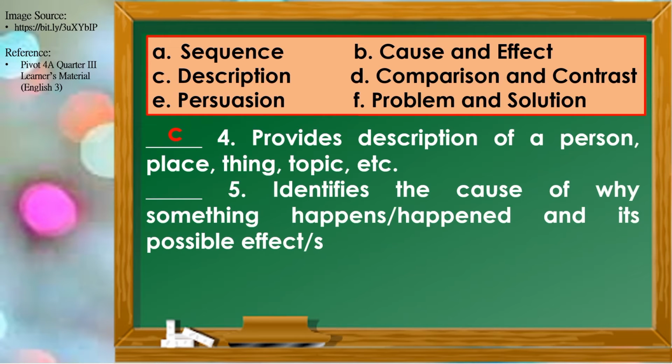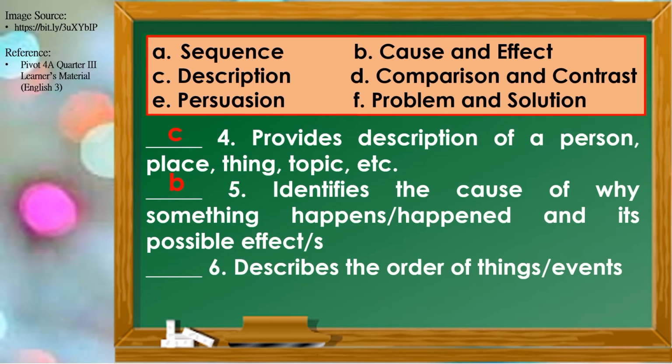Number 5, it identifies the cause of why something happens or happened and its possible effects. Good job! The correct answer is letter B. This is a cause and effect informational text. And for the last number, it describes the order of things or events. Very good! The correct answer is letter A. This is a sequence informational text.